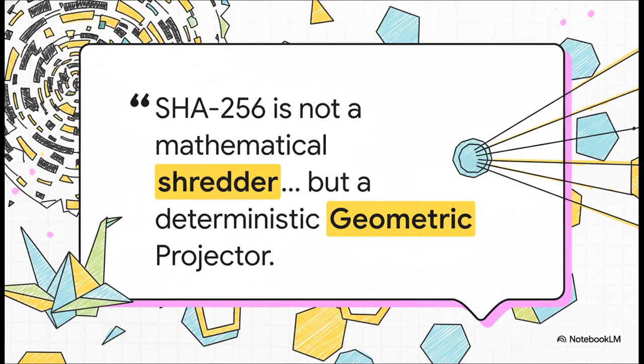A new way of looking at this says, forget the chaotic shredder. Think of SHA-256 more like a deterministic machine, a geometric projector even. It's not actually destroying information. No, it's folding it. Kind of like cryptographic origami, you know? It's just folding your data into a really specific, predictable shape based on a very strict set of rules.